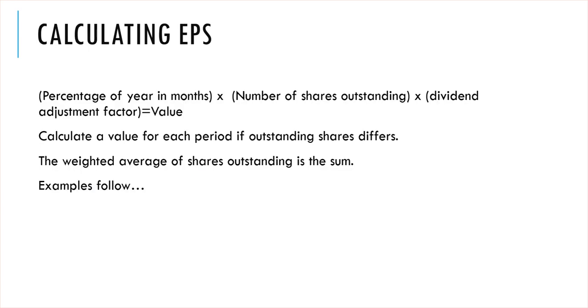So when we calculate earnings per share, you are going to calculate the weighted average number of shares based on the months, the percentage of the year in months times the number of shares outstanding, and you might have a dividend adjustment factor to calculate. And you have to calculate this for every period of time in which you're doing it. And this weighted average number of shares outstanding then is a sum coming from all kinds of adjustments.